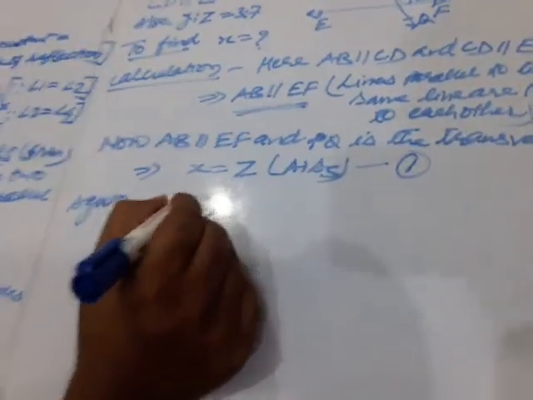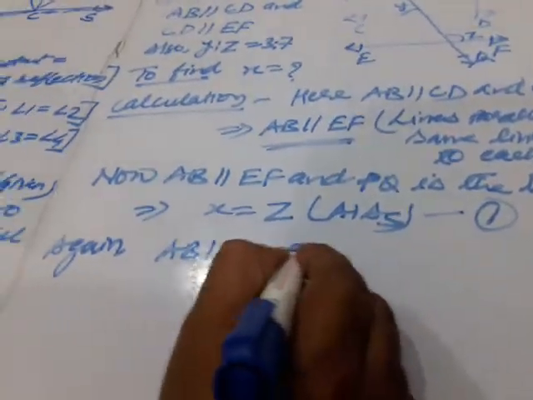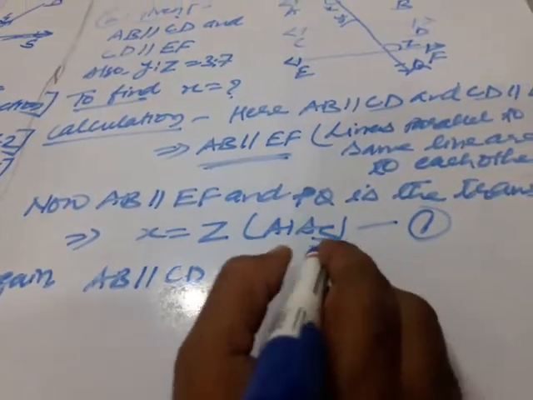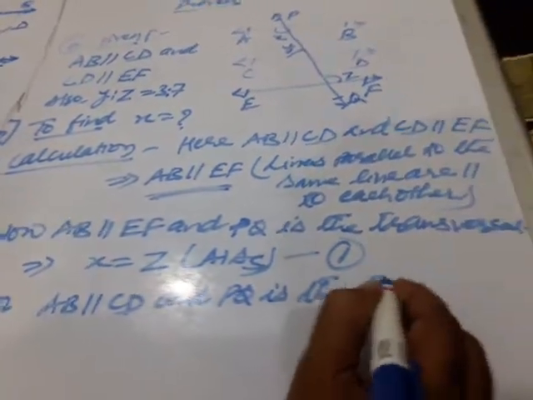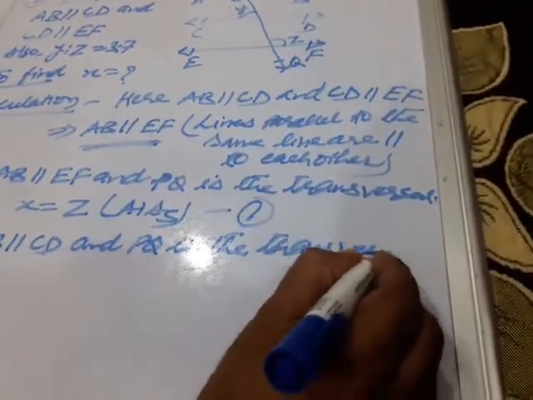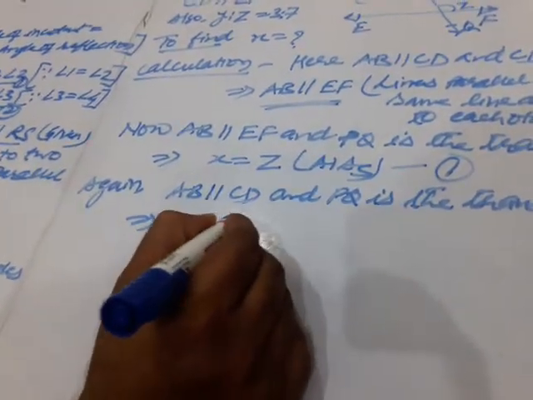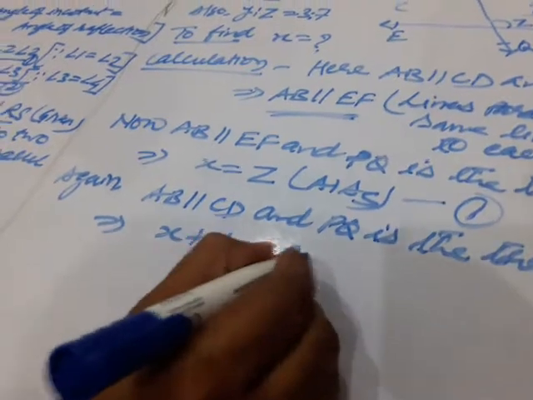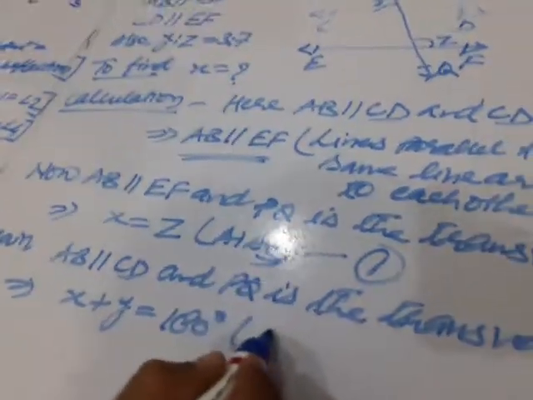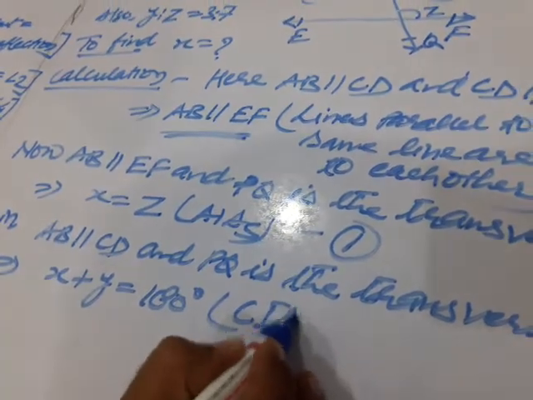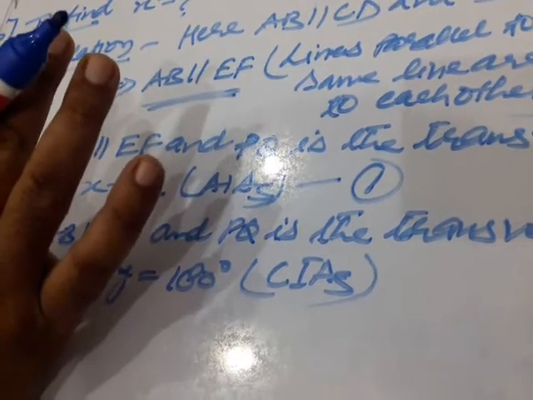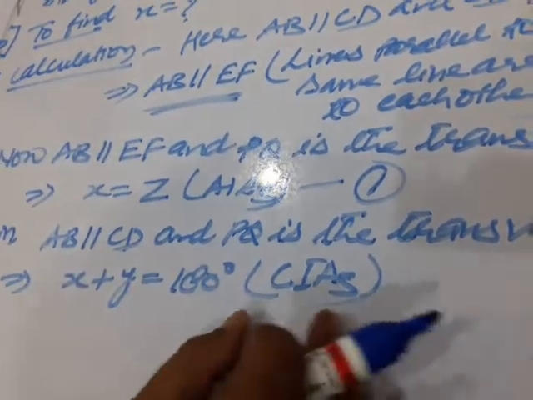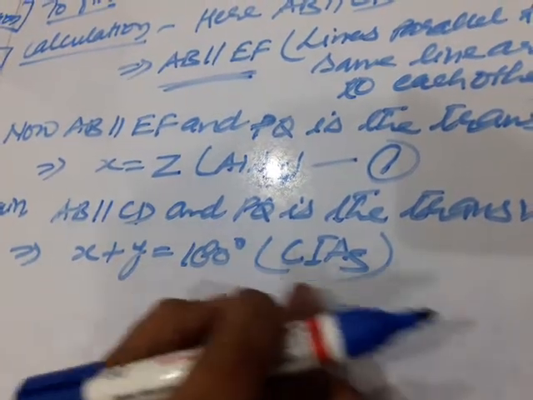Now again AB is parallel to CD and PQ is the transversal. This implies that, children, angle X plus angle Y equal to 180 degrees. Why? That is co-interior angles, CIAs. What is co-interior angles? Sum of interior angles on the same side of the transversal is 180 degrees. X plus Y equal to 180 degrees.